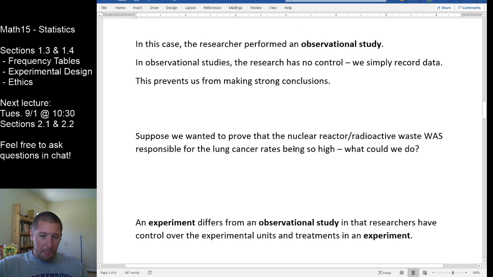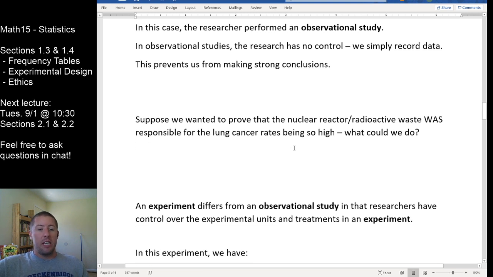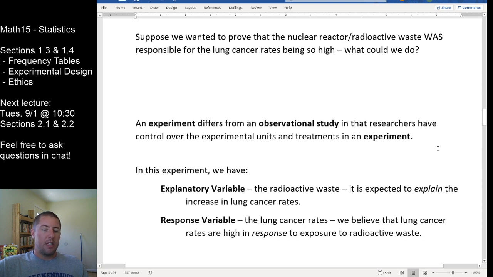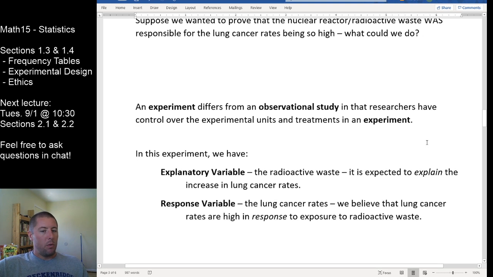And so our definition here is that an experiment differs from an observational study in that the researcher does have control over the experimental units, in this case the people, and the treatments, in this case the exposure to radiation. In every experiment, we have explanatory and response variables.